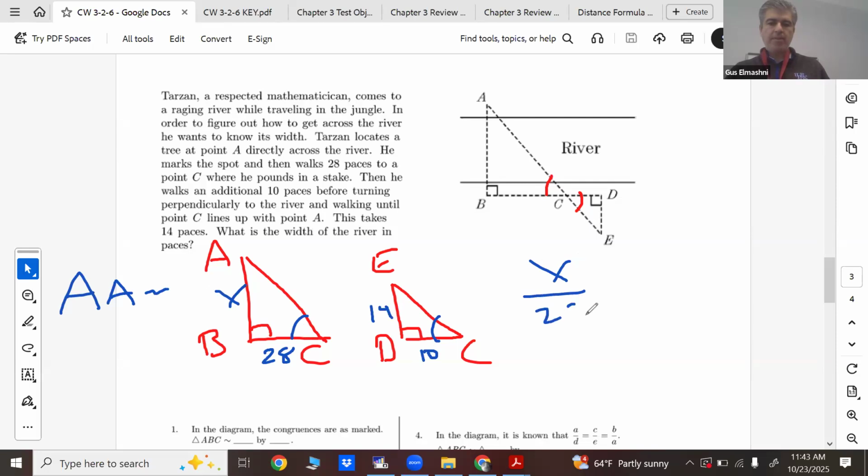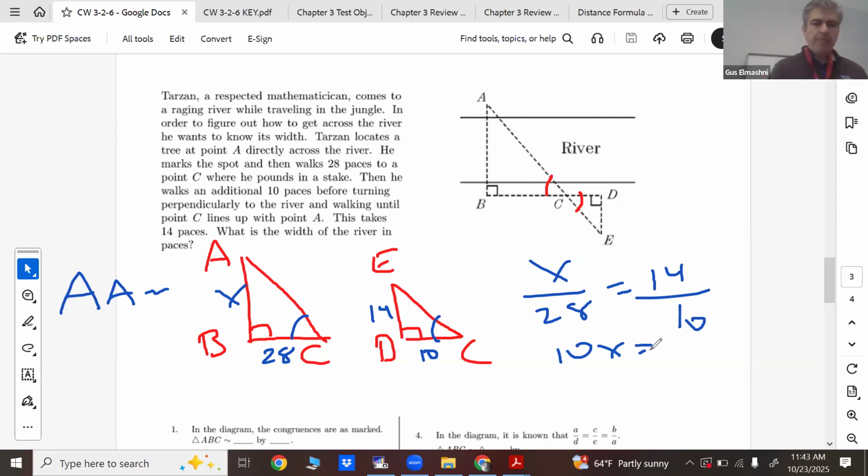X over 28. Yeah, it's a little tricky. They say that, so you have to read carefully. They say that then he walks an additional 10 paces. So think of it like this. He starts here and goes 28 paces here. You look at the tree, the point directly across, where he marks the spot.